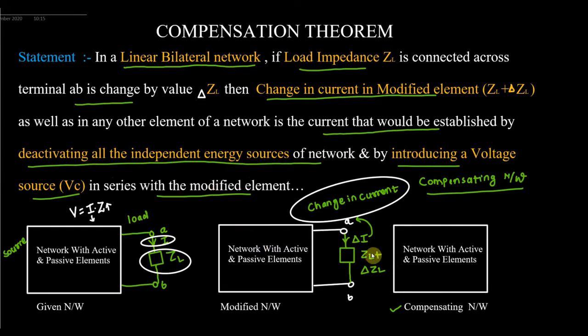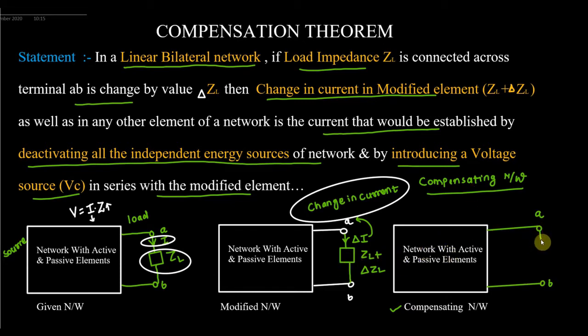So here, what is the modified element? This load impedance. So we connect one voltage source in series with this load impedance. Okay, so we will see that like this. This is your A point. This is your B point. Fine. So what they have said is that you have to introduce one voltage source in series with this one.